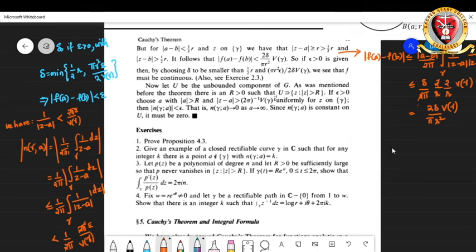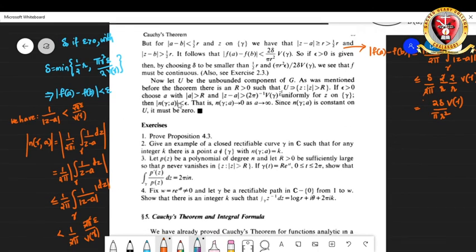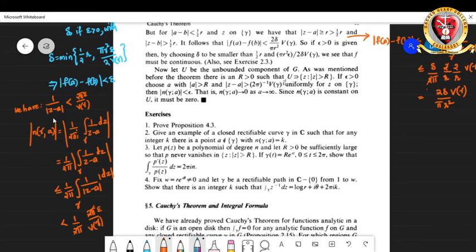So if epsilon is greater than 0, choose A with modulus of A strictly greater than R. That means A is inside this, and modulus of z minus A is strictly greater than V of gamma by 2 pi epsilon. Then that means 1 by modulus of z minus a is strictly less than 2 pi epsilon by V of gamma, if we choose like that. Take modulus of n of gamma a.